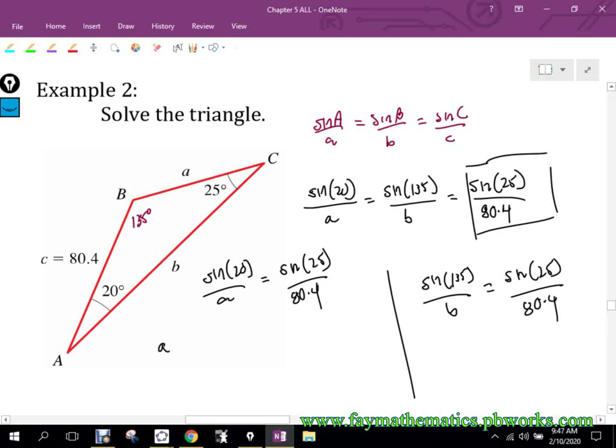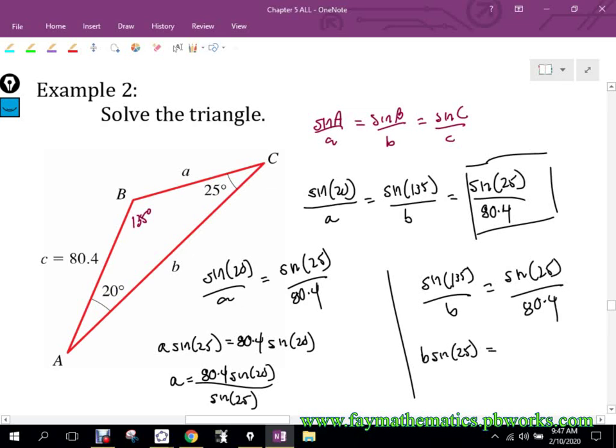So when I cross multiply, I get A sine of 25 is equal to 80.4 sine of 20. So I get something like that. Now I'll let you evaluate those on your own, but sorry, for B it should be B sine of 25 equals 80.4 sine of 135. And then divide both sides by the coefficient of B, which is sine of 25.